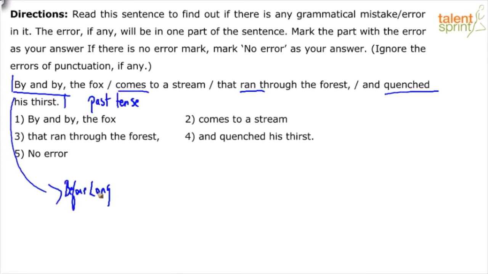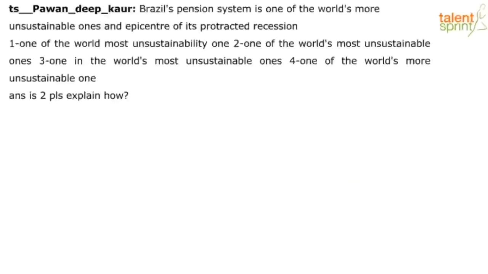Before long, the fox came to a stream that ran through the forest and quenched his thirst. Or one day, the fox came to a stream that ran through the forest and quenched his thirst. Either way is fine. So, by and by means before long, one day. Yeah. Alright, so the error is in part 2. This is a serious question. Brazil's pension system is one of the world's more unsustainable ones and epicenter of its protracted recession. Okay, let's make this question clear. I'm looking at the options and I understand it's phrase substitution.